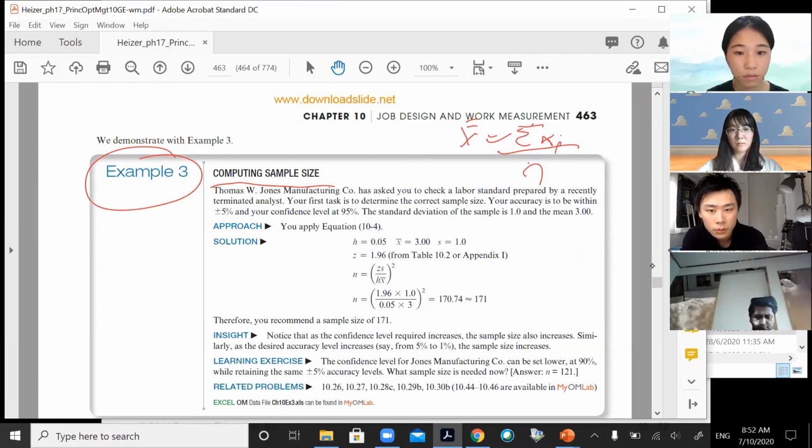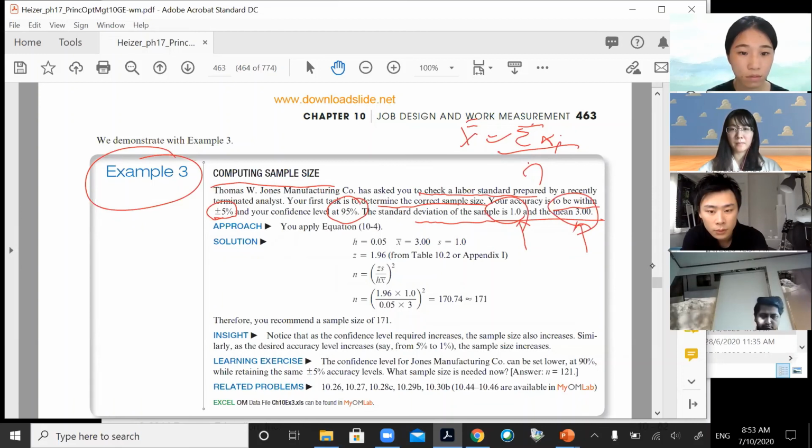So this company has asked you to check a labor standard prepared by an analyst. You want to know whether he's accurate or not, so you want to determine the correct sample size. Your accuracy is to be within plus or minus 5%, and your confidence level is 95%. The standard deviation of the sample is 1, which is given from the data, and the mean is 3.